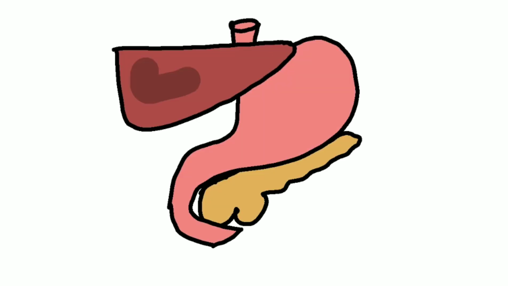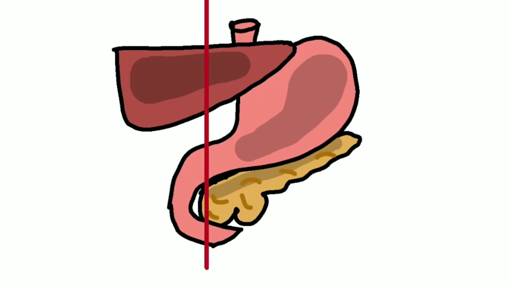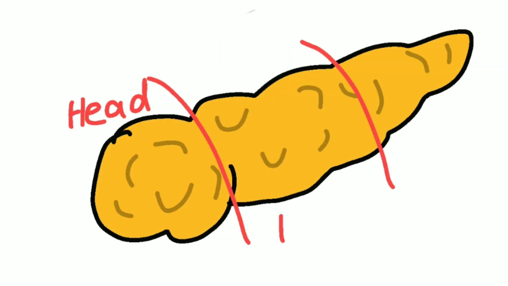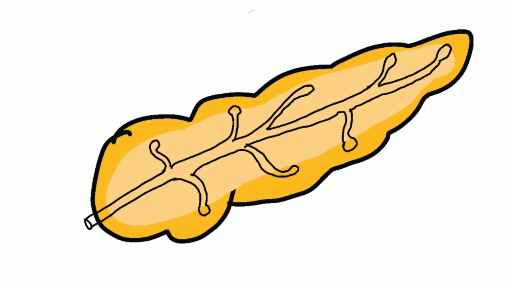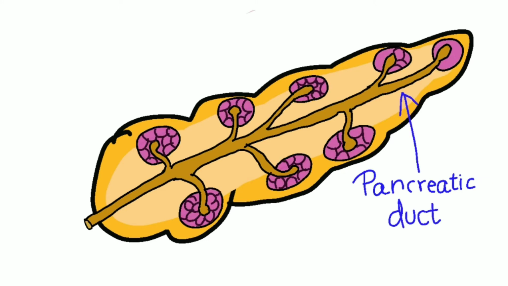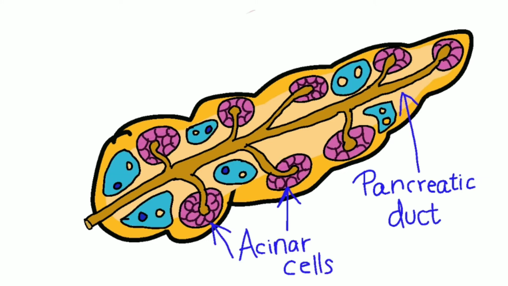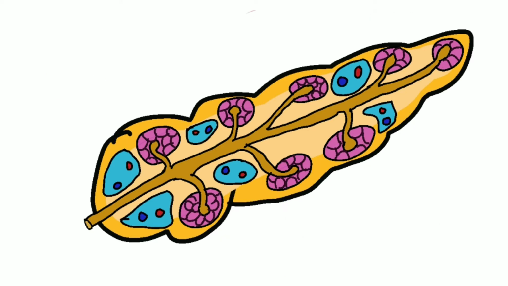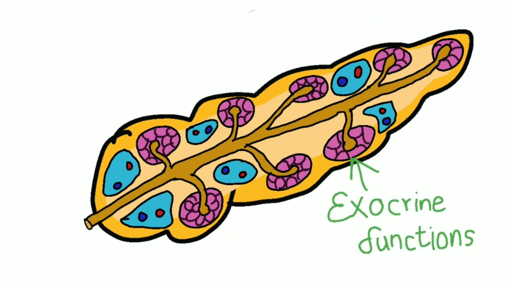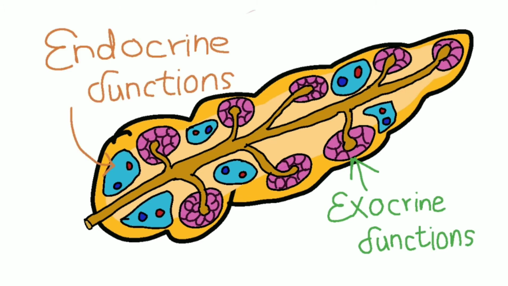The flat pear or fish-like organ, the pancreas, is located just behind the stomach in the left upper quadrant of the abdomen. It is segmented into head, body, and tail. The major components of the pancreas include the pancreatic duct, the acinar cells, and the islets of Langerhans. The acinar cells control the exocrine functions and the islets of Langerhans the endocrine.